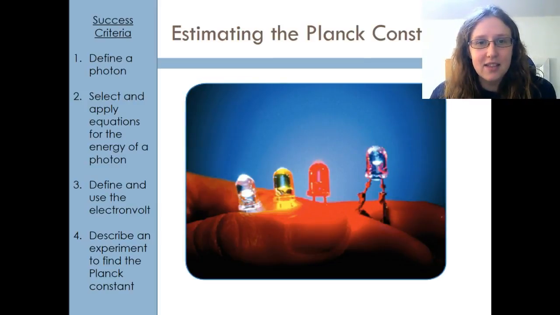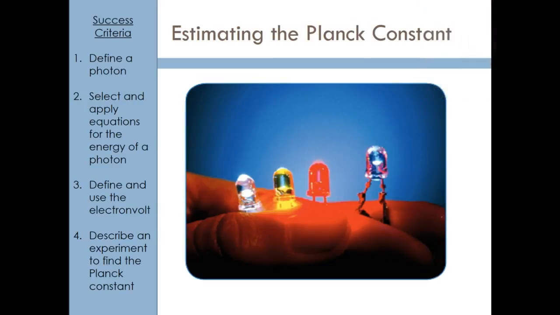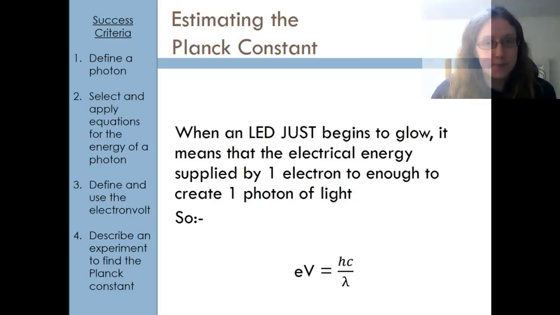Right then, in the equation for the energy of a photon, I talked about this constant called the Planck constant, and I just gave you the number. But it is actually possible to do an experiment in the lab, which we will do, to come up with an estimate for Planck's constant, and we can do it using LEDs. That's because LEDs have got a very useful property.